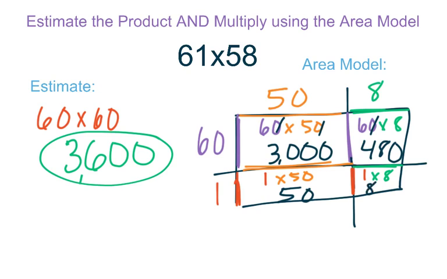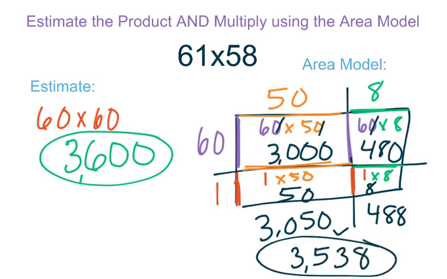Now I'm going to go ahead and add to find my partial products. 3,050. And when I add these two pieces, I get 488. Now I just need to add those pieces together to find my final product. And I get a final product of 3,538. If I look at my estimate and I look at my final product, they are very close, which means, okay, I most likely did what I needed to do. I got an actual product that was very close to my estimate.